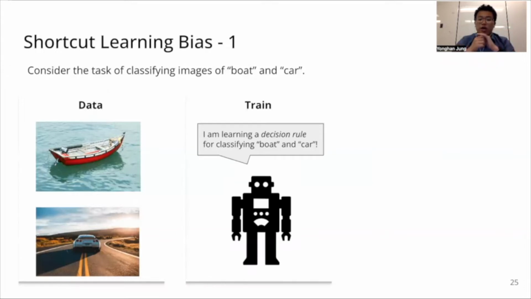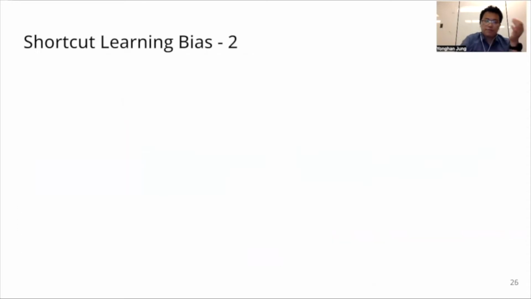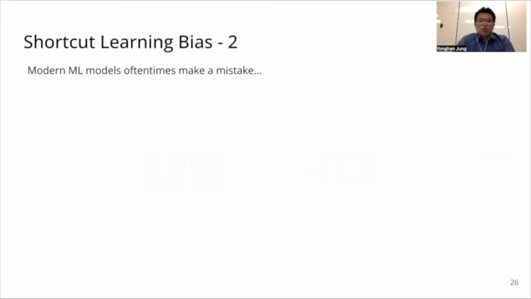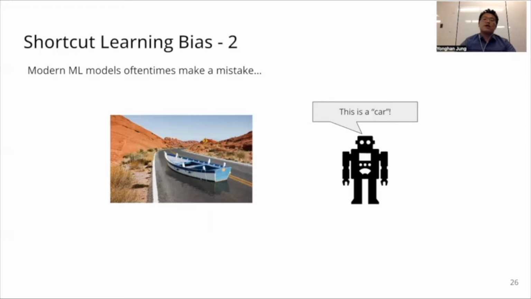And our machine learning model will learn a decision rule for classifying boat and car. Given a new image of a boat in the water, the machine learning model will classify this as a boat. However, as we see from the previous part, modern machine learning models oftentimes make mistakes. For example, if the image is a boat on the road, then the machine learning model can make a mistake by classifying this as a car. So what's going on here?